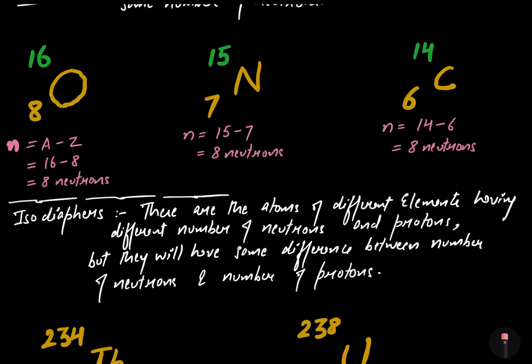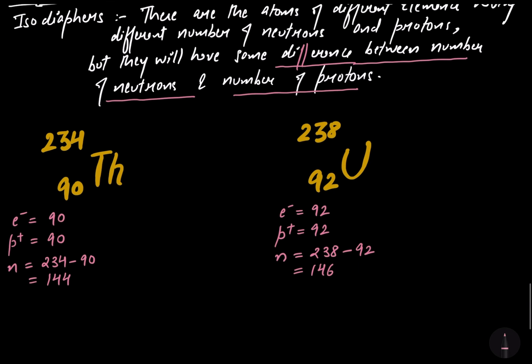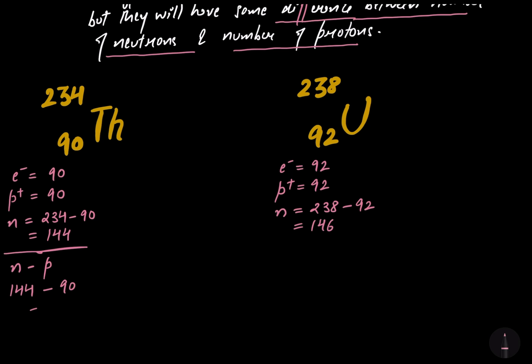So now what I have to calculate? I have to calculate the difference between the number of neutrons and the number of protons. So let's calculate the number of neutrons minus number of protons. How many neutrons are there? 144. How many protons are there? 90. So it comes out to be 54.